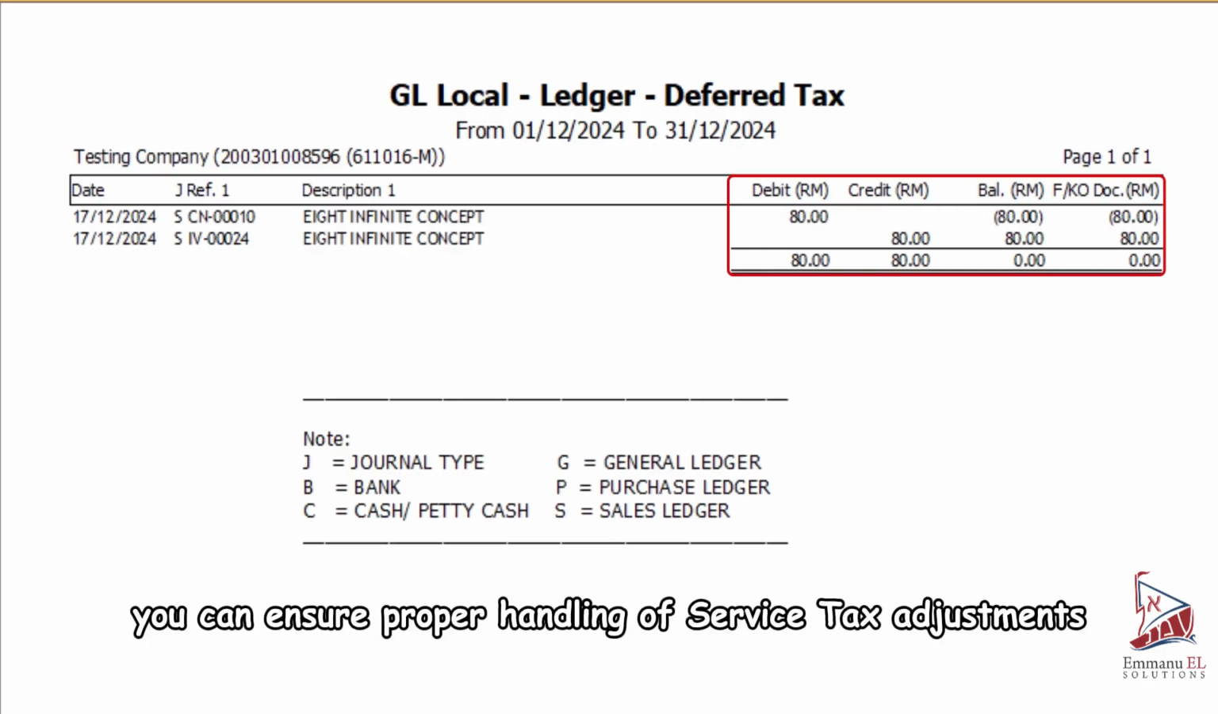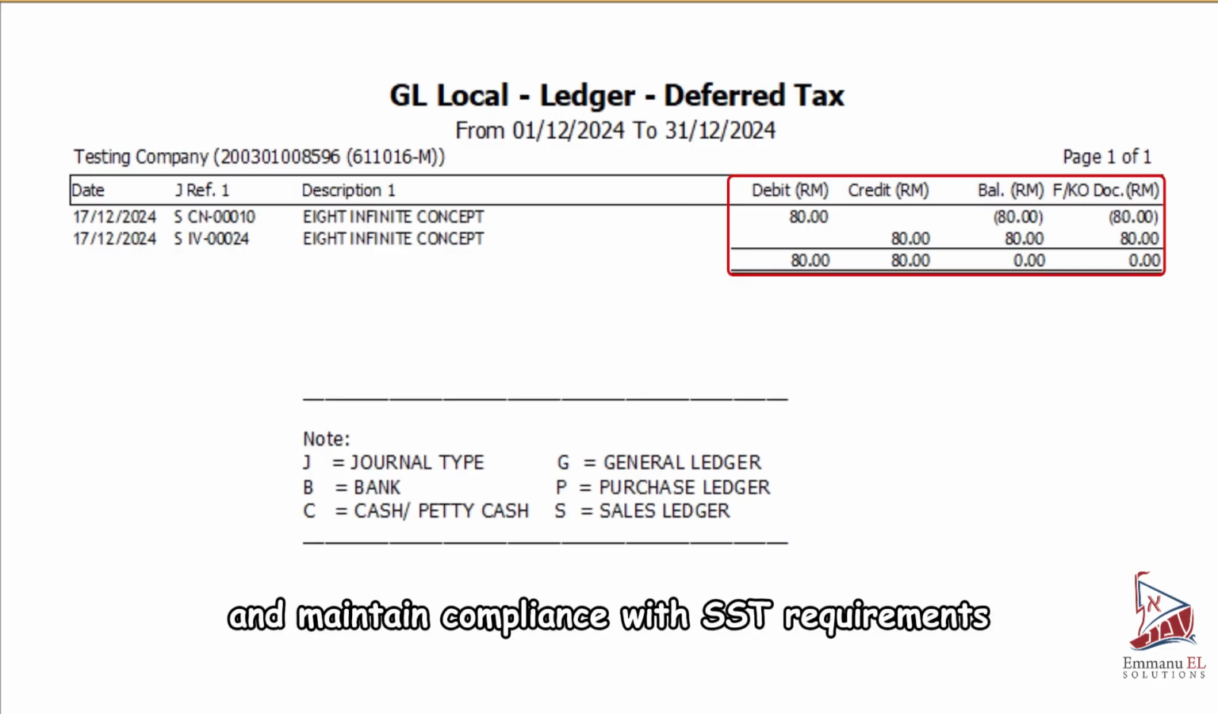By following these guidelines, you can ensure proper handling of service tax adjustments and maintain compliance with SST requirements.